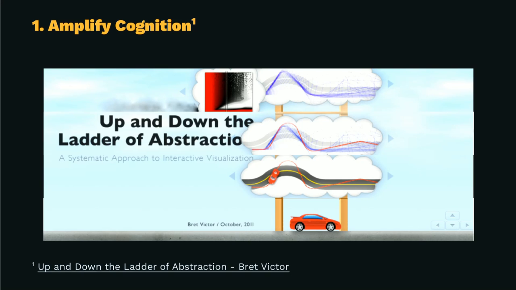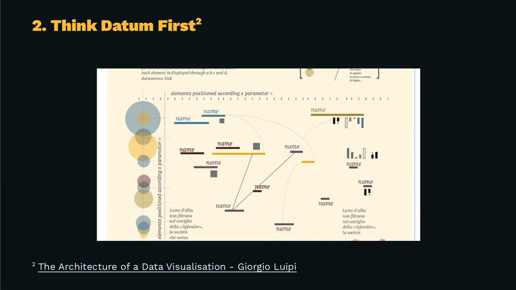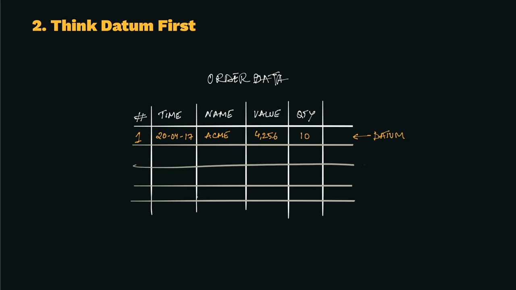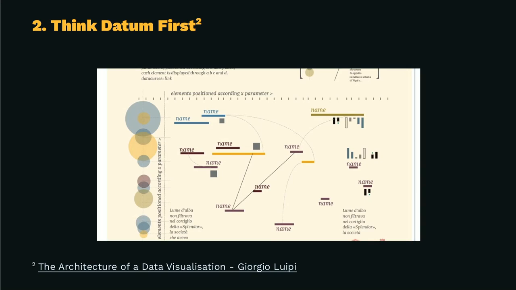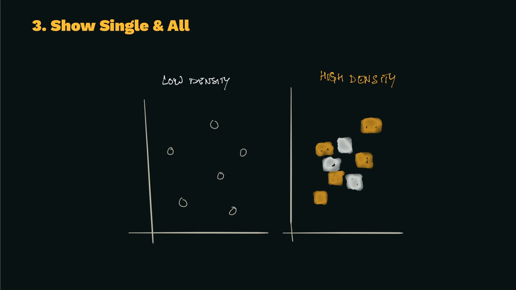Let me just go back to this. It also allows you to do datum first design, right? So instead of thinking about aggregation, everything, with the ability to explore rapidly, you can actually take each data point and see how you can visualize it, right? So not just think about aggregating down everything, but thinking about how each element can be visualized and how I can get that insight out of it, right? You can also think about, instead of showing single, can I show all of the data, right? So can I do high density charts?